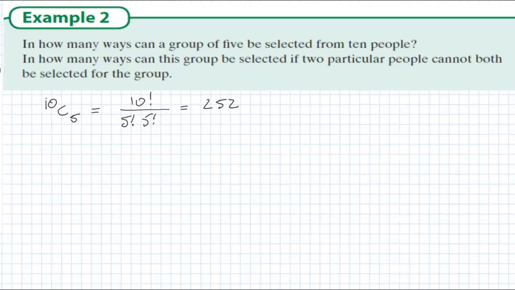Now, the next part: in how many different ways can this group be selected if 2 particular people cannot both be selected for the group?